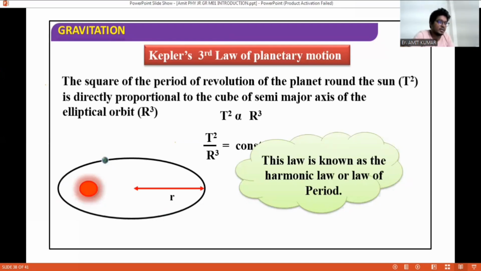This is harmonic in nature. Everything is happening harmonic in nature. So, law of periods: any question can come from here. So you should take care of all this.